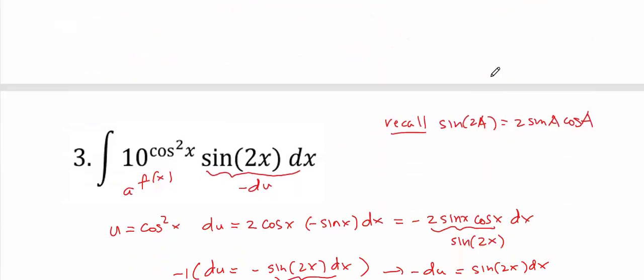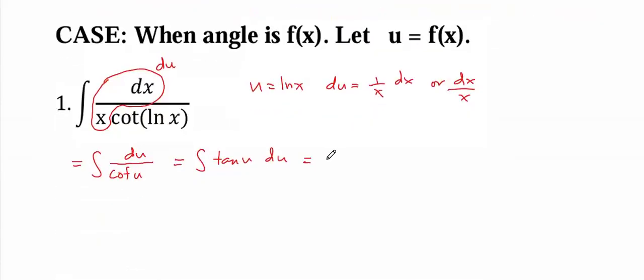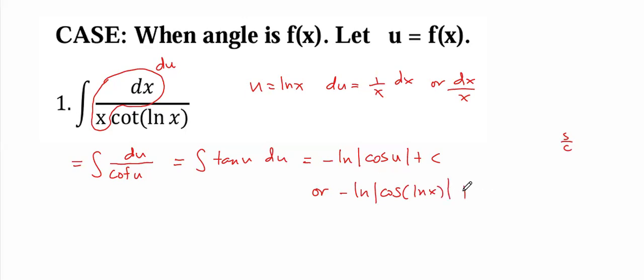So it is negative ln, absolute value of cosine of u, our variable, plus c. Sine over cosine, and the derivative of cosine is negative sine. So negative ln cosine, or negative ln absolute value of cosine of u of ln of x, absolute value, and then plus c.